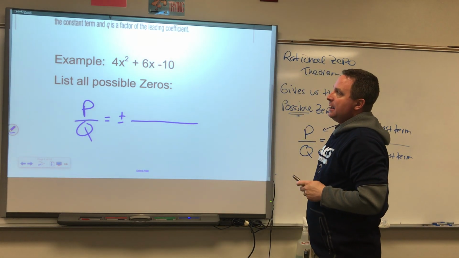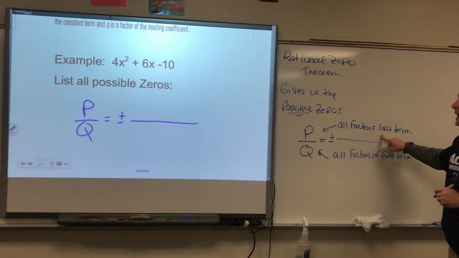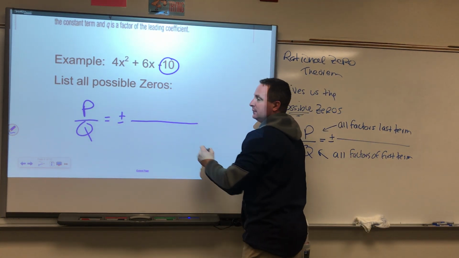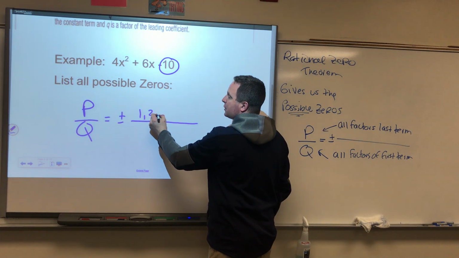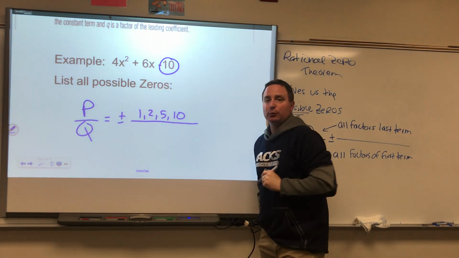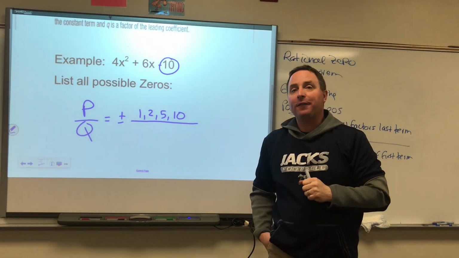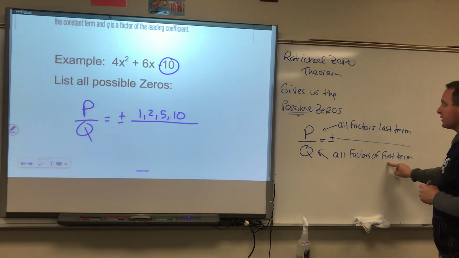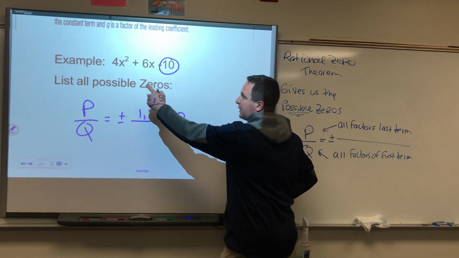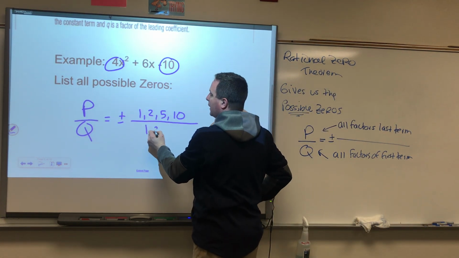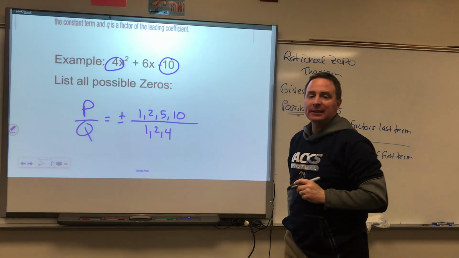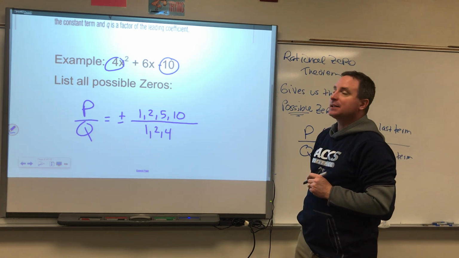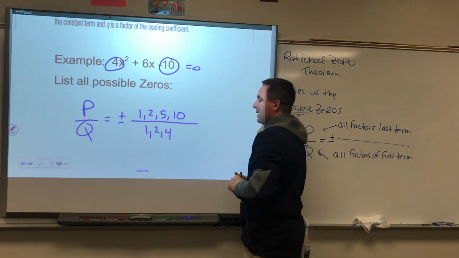Okay, and the P is the factors of the last term, the factors of 10. The factors of 10 are 1, 2, 5, and 10. And a really good easy place to get those from would be your factor sheet again. Okay? And then the Q, the denominator, is the factors of the first term. And the first term here is 4. And all the factors of 4 are 1, 2, and 4. Now, how do you read that? What the heck does that mean? These are all the possible values of x that can make that equal to 0.